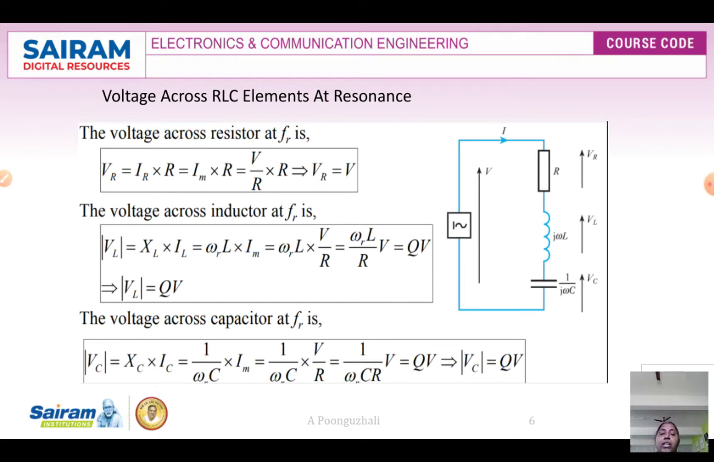Next is the voltage across the inductor at Fr, the resonant frequency. VL is equal to XL into IL. What is XL? XL is omega R into L. Into IL, the maximum current, which is IM.